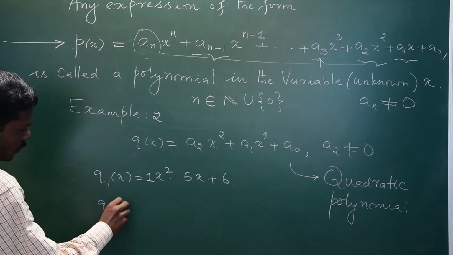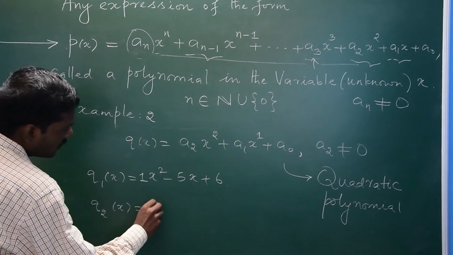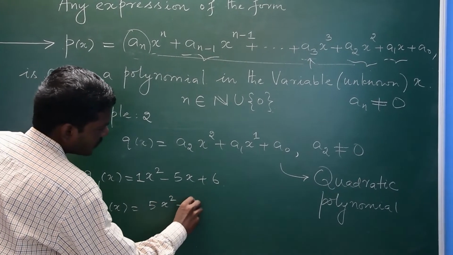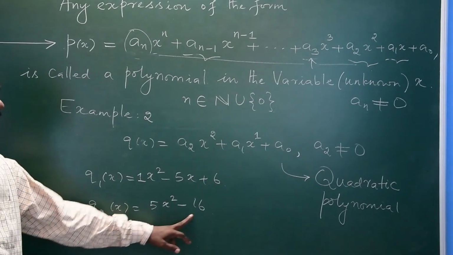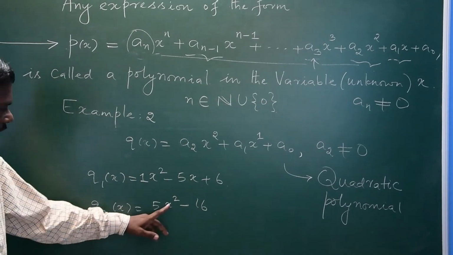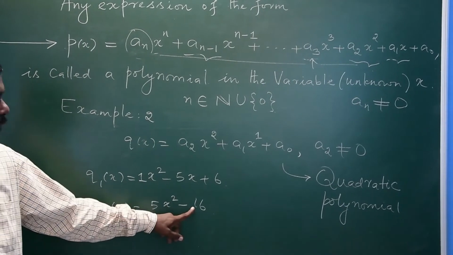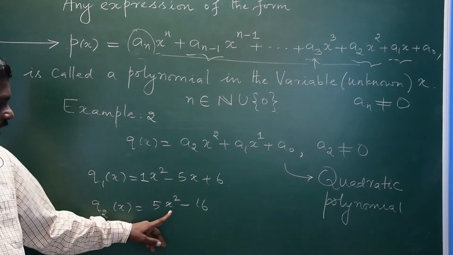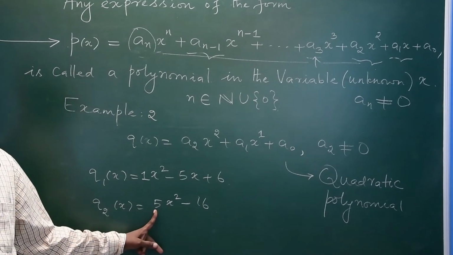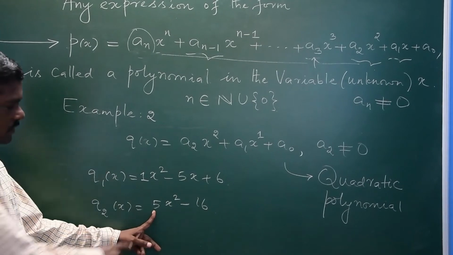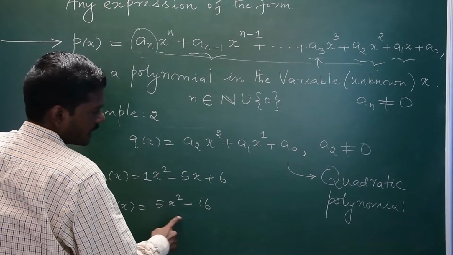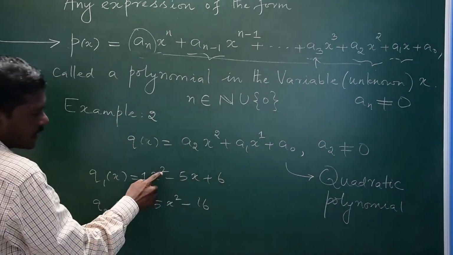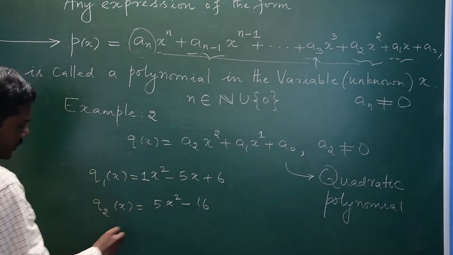Likewise, you take q2 of x is 5x square minus 16. So this is another example. Here we have the x square term, but we don't have the x term. That is possible, that is allowed. Only thing is the coefficient of x square, namely 5, is not equal to 0. This is another example of a quadratic polynomial because the degree is 2 in both cases.